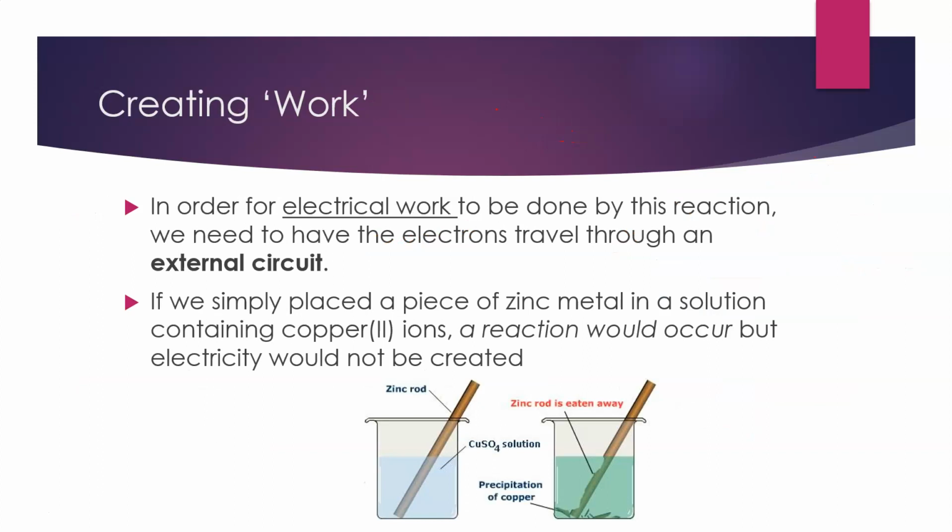In order for the electrical work to be done, the electrons need to travel through the external circuit. If we just placed zinc in a solution containing copper ions, we would see the spontaneous reaction. It would be exothermic, but all we would see would be an increase in heat. What would generally happen is the zinc rod will be eaten away as the zinc 2+ ions dissolve into solution, and we would see a precipitate of copper forming on the bottom of the beaker. So the oxidation reduction reaction would still occur, but because the electrons are able to transfer readily without passing through a wire, we won't see any electricity being generated, we'll just see heat.